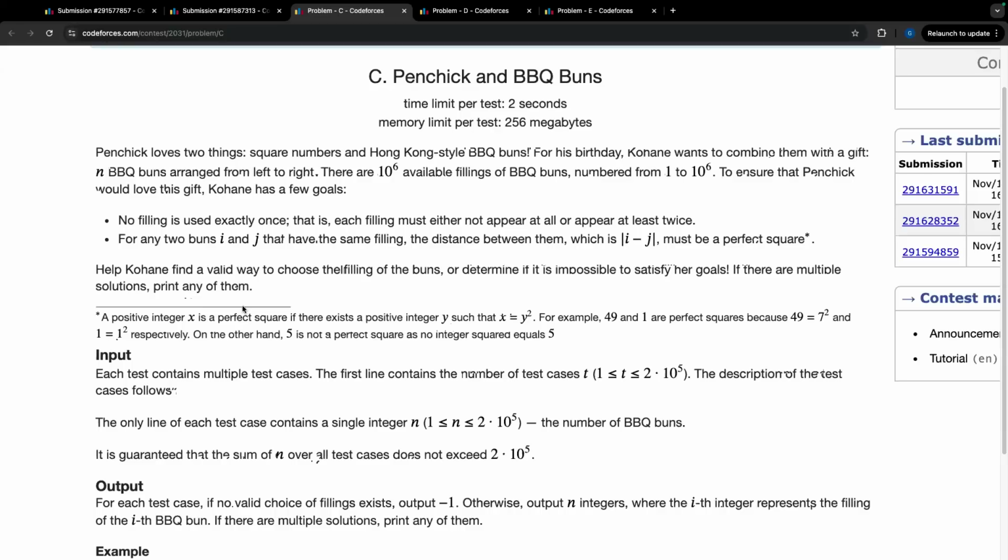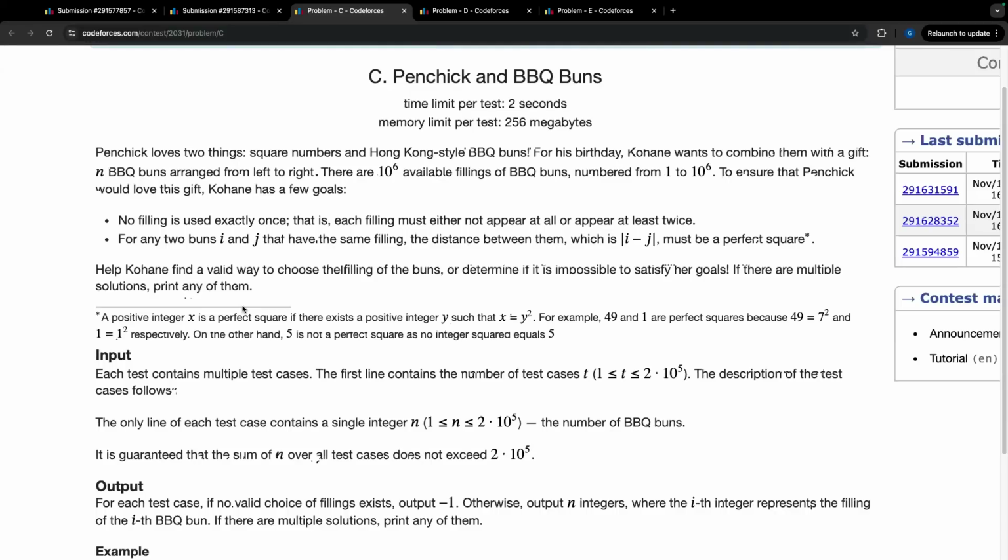Penchick loves two things: square numbers and Hong Kong style BBQ buns. Okay, this is not really necessary. Let's have a look at what the actual problem is. There are n BBQ buns arranged from left to right. There are 10^6 available fillings for each BBQ bun, numbered from 1 to 10^6. To ensure that Penchick would love this gift, Cohen has a few goals. No filling is used exactly once. This means that a filling is either used 0 times or greater than or equal to 2 times. For any two buns i and j that have the same filling, the distance between them, that is absolute of i minus j, must be a perfect square. This is what the problem says.